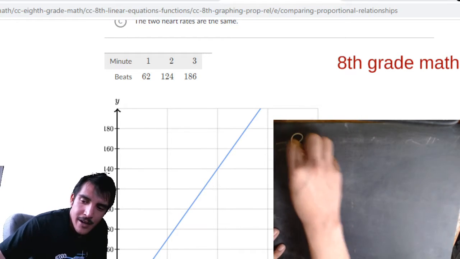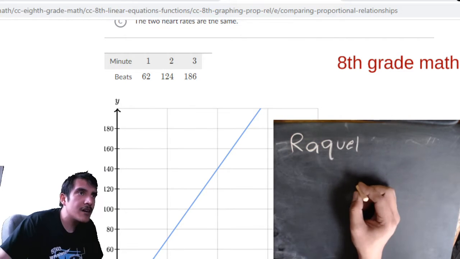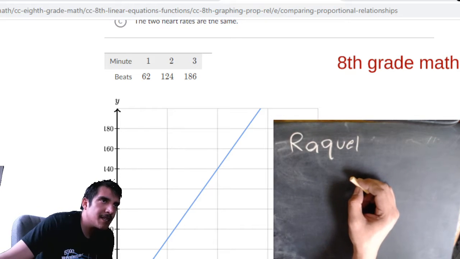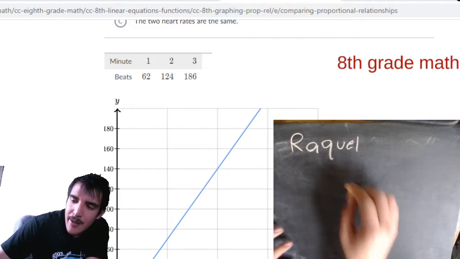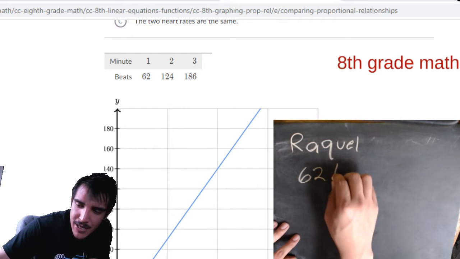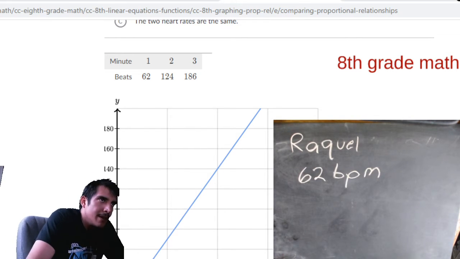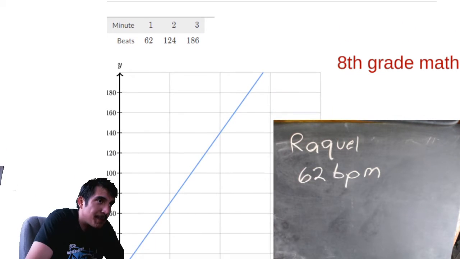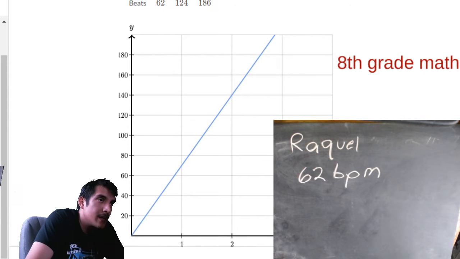So I'm going to write Raquel's heart rate. In 1 minute, it beats 62 times. And in 2 minutes, it beats 124 times. So per 1 minute, Raquel's heart rate is 62 beats per minute, 62 BPM. By the way, BPM is how we measure the speed of a heart and also the speed of music, if you didn't know that. Music is measured in beats per minute, so that's kind of cool.